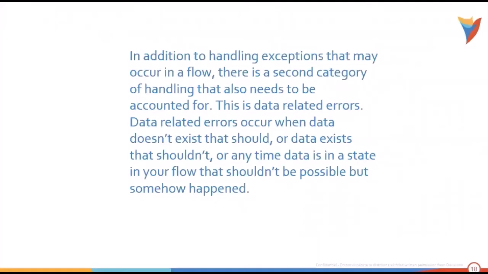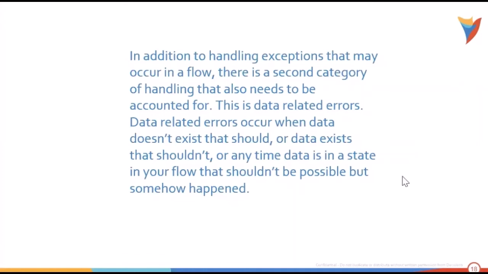In addition to handling exceptions that may occur in a flow, there is a second category of exceptions that also needs to be accounted for. These are data related errors. Data related errors occur when data doesn't exist that should, or data exists that shouldn't, or any time data is in a state in your flow that shouldn't be possible but somehow happened.